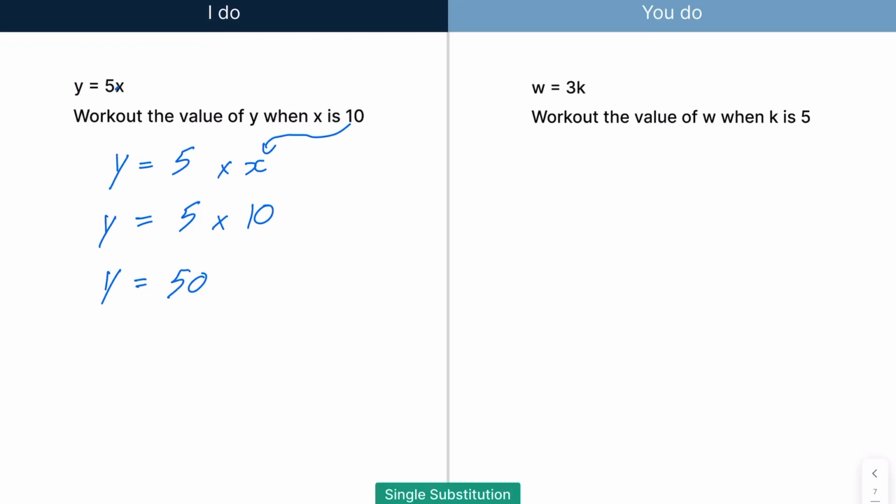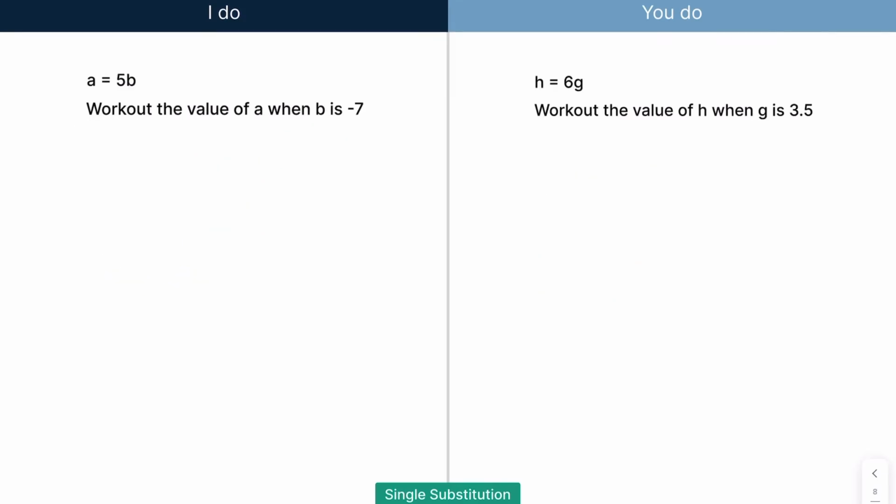And again, hopefully you've pressed pause and had a go at this. There's an invisible times sign there, so we can write this as w is equal to 3 times k. And now we've been told in the question k is 5, so we just replace that. So we have 3 times 5, and we have w is equal to 15.